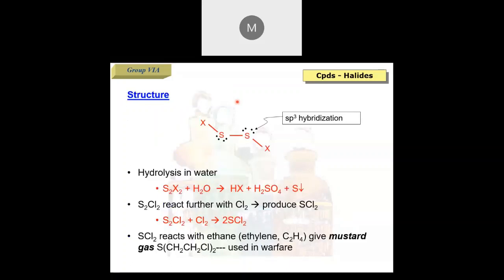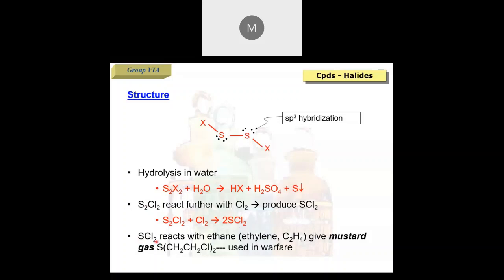So this is the structure. It has an sp3 hybridized structure. It hydrolyzes in water to form sulfuric acid and sulfur. This is the indication of a precipitate. The disulfur dichloride reacts further with chlorine to produce sulfur dichloride. It can form this reaction.